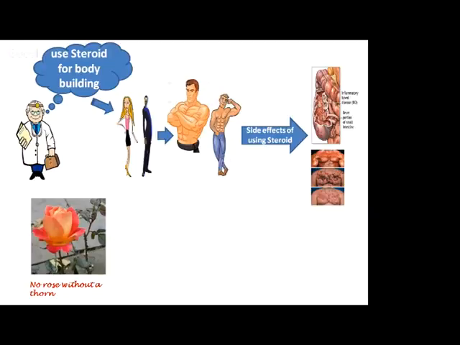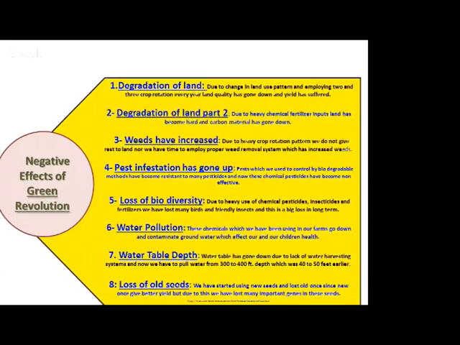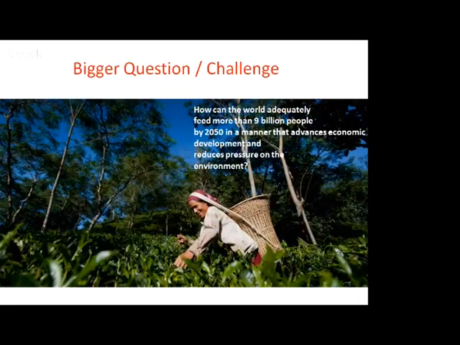So therefore, there is no rose without a thorn. There are a lot of negative effects that have happened in the Green Revolution: degradation of land, degradation of trees, loss of biodiversity, water pollution, and falling water table depth, etc. So it's very challenging now. The bigger question is, how do we meet the food demand by 2050, when the population is going to be 9 billion? How do we do that? And it is most important for countries like India to think on that, because this increased food demand will be met by developing countries like India.